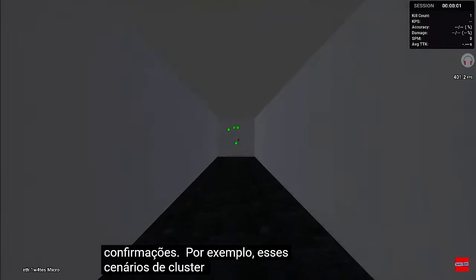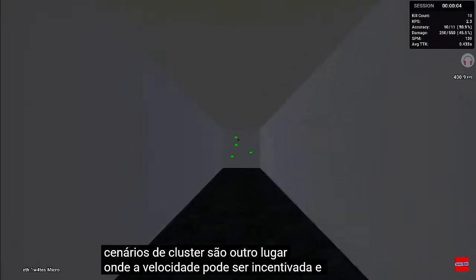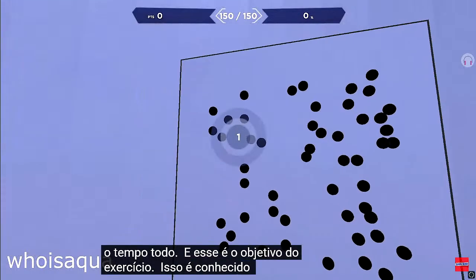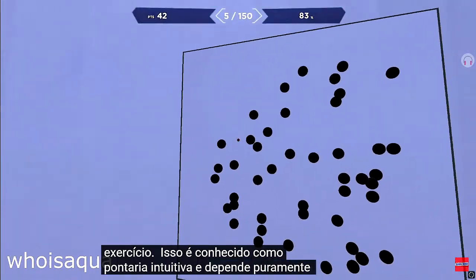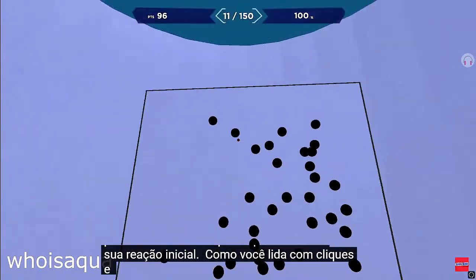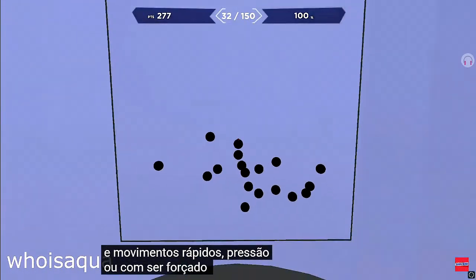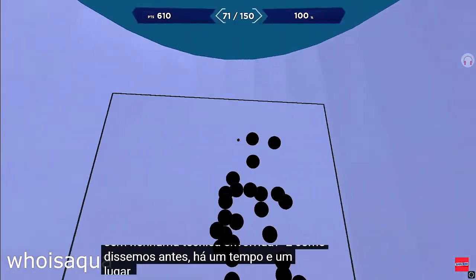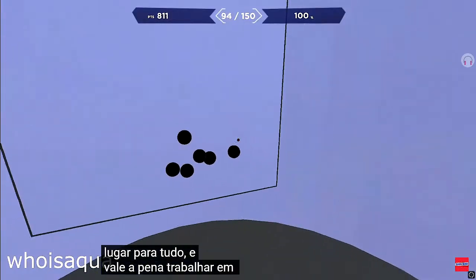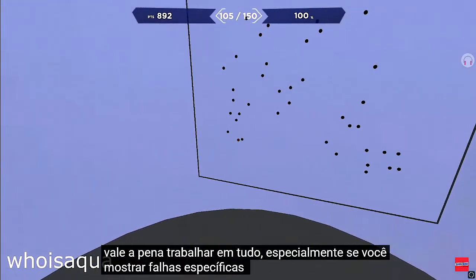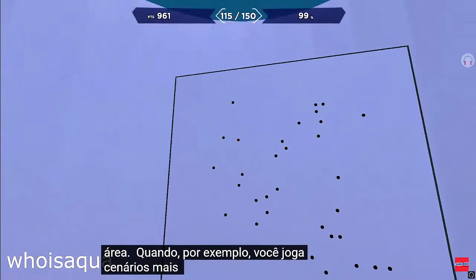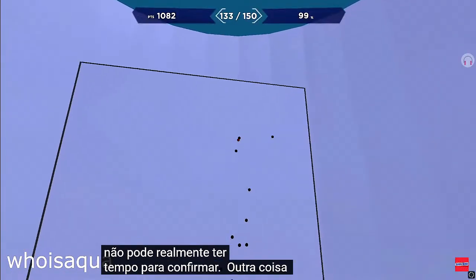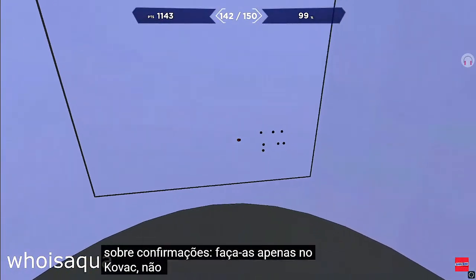For example, these clustered scenarios are another place where speed may be encouraged and you don't have to sit and visually confirm all the time. And that's the point of the exercise. This is what's known as intuition aiming and relies purely on your initial reaction. How do you handle flicking and clicking, being pressured, or being generally forced to go fast without any technique involved? And like we said earlier, there's a time and a place for everything, and everything is worth working, especially if you showcase specific flaws within that area. When, for example, playing more reflex scenarios, which we'll get into as well, you'll know that you don't really have the time to confirm. Another important thing about confirmations, only do them in Kovaaks, not in game.